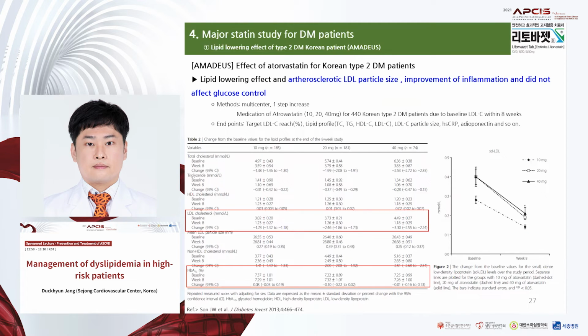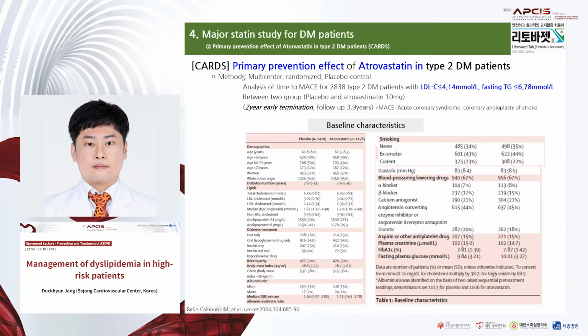This is the Amadeus study for the lipid lowering effect in Korean type 2 DM patients. The primary endpoint is target LDL cholesterol achievement and lipid profile, LDL cholesterol particle size, hs-CRP, adiponectin, and so on. This study showed effective LDL cholesterol reduction in Korean DM patients and did not influence the hemoglobin A1C level. This is the CARDS study for the primary prevention effect of atorvastatin in type 2 DM patients.